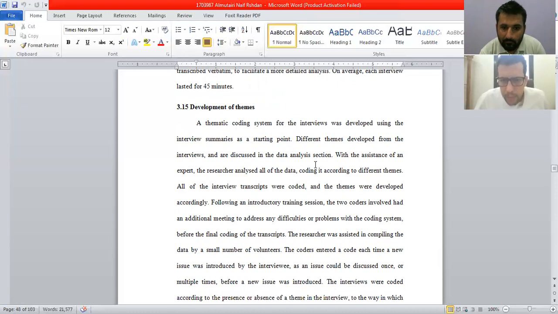With the assistance of an expert, the researcher analyzed the data, coding according to different phases. All of the interview transcripts were coded and themes were developed accordingly. Following an introductory training session, the two coders. What do you mean by two coders? Two coders means two persons who are coding. One will be me, the volunteer, and definitely the second one will be you, who is the actual researcher. You will be the first coder. I will be the assistant coder. Before the final coding of the transcripts, the researcher was assisted in compiling the data by a small number of volunteers.